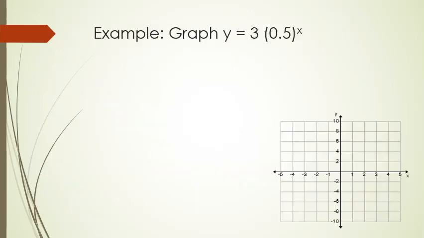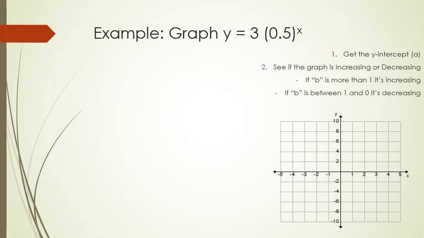So here is our example. In our first example, 3 was our base. In this example, our base is 0.5. So, 1, let's get the y-intercept. The y-intercept shall be 3, because the 3 is the a. 2, we're going to see if the graph is increasing or decreasing. Since b is between 1 and 0, it's decreasing. And 3, we're going to draw the graph with the horizontal asymptote at y equals 0.